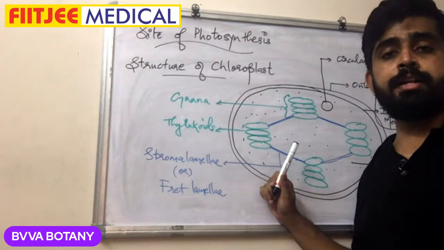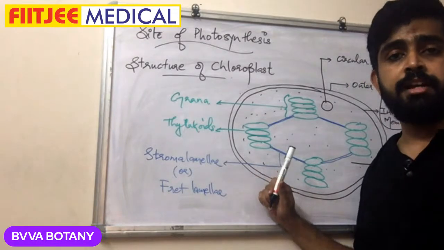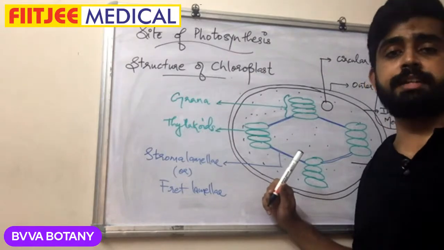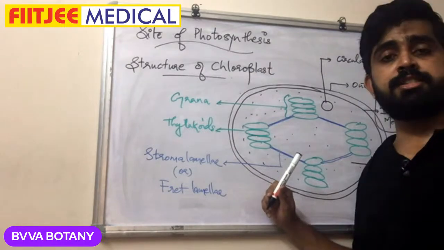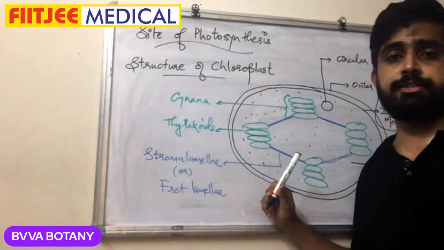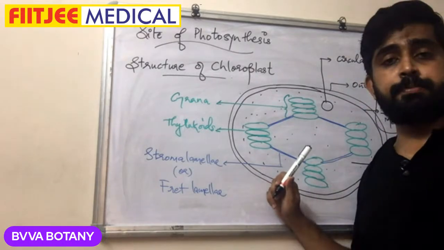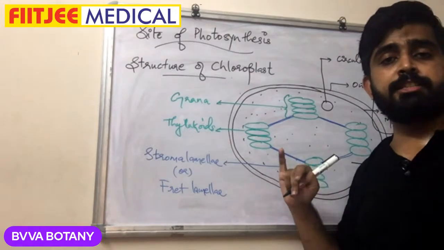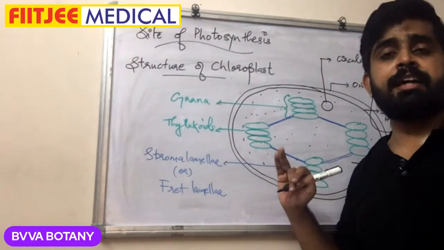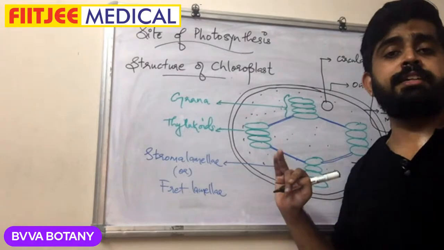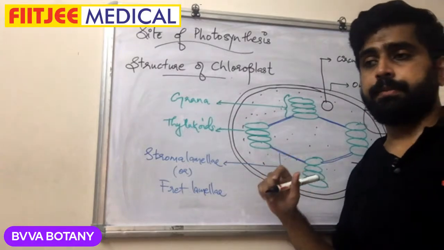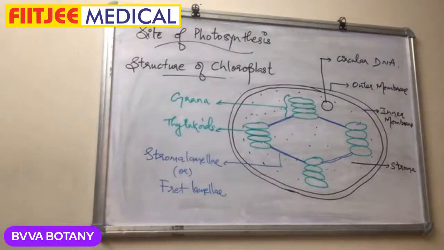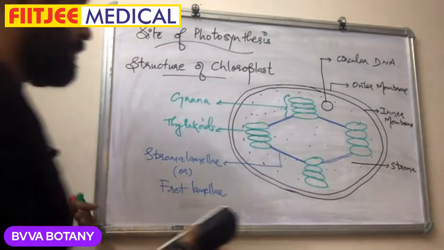Along with that, the stroma has various enzymes which help in the process of the dark reaction. That dark reaction is also known as the stroma reaction. So the stroma is the place where the dark reaction takes place. Two things: the thylakoid is where the light reaction happens, and the stroma is where the dark reaction happens. Okay. Now we'll move on to the photosynthetic pigments.